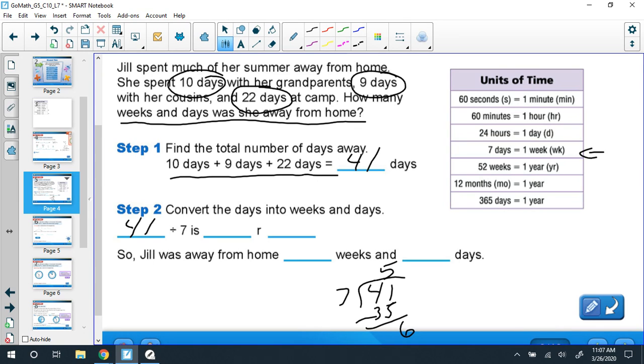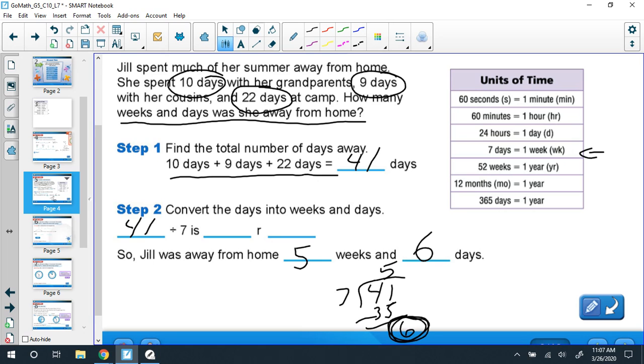So 5 tells me the whole number of weeks that she was away. So Jill was away for 5 weeks. And then this remainder of 6 down here, that means that we had 6 days left over. So she was gone from home for the summer for 5 weeks and 6 days.